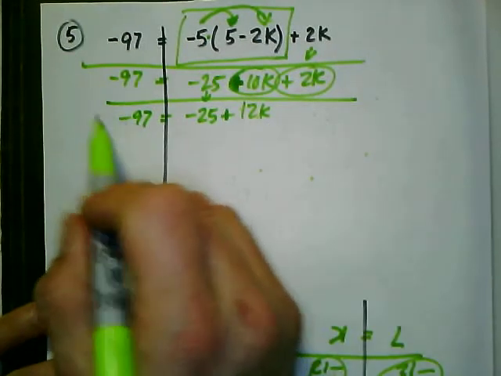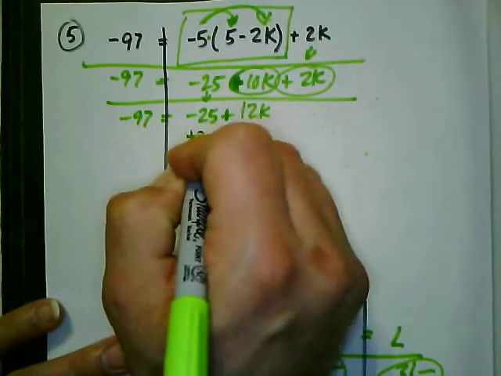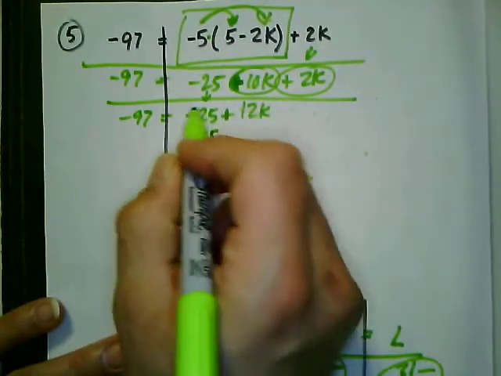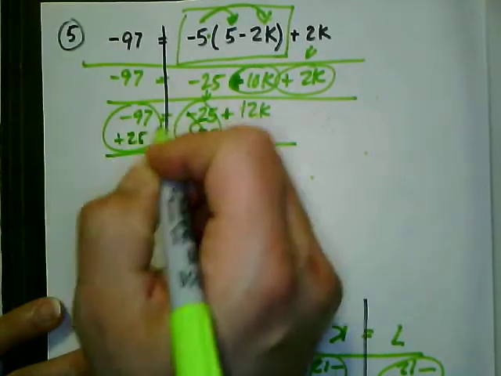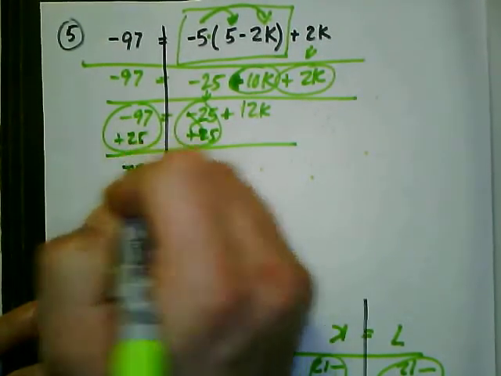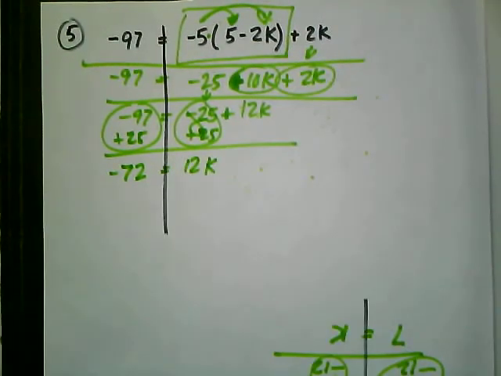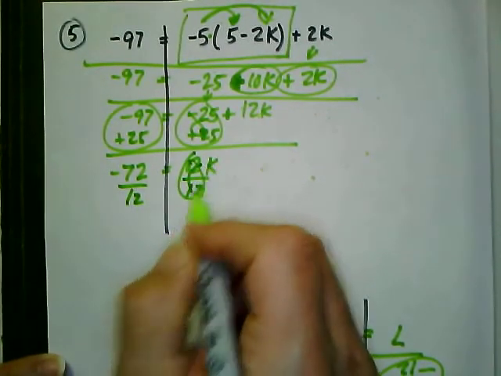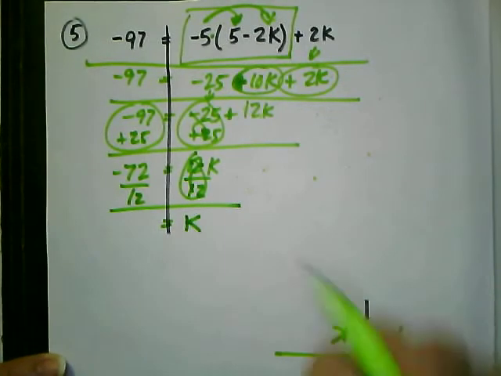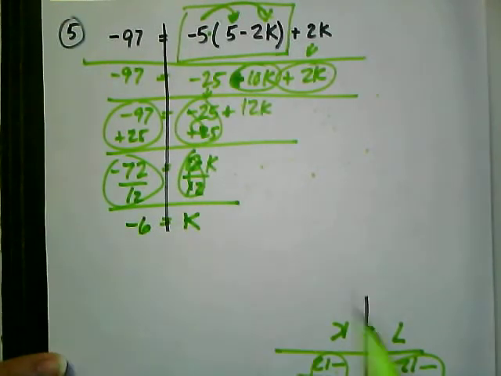Well, no extra variable over here. So we're just going to go ahead and find that one that's not attached to the k, and that's that -25. So we're going to say, since -25, we'll say plus 25. Let's see, we got 2 there, 72, -72, and 12k. So we're going to go ahead and divide by 12. 12 divided by 12 is 1, or k. Just 1k is k. And -72 divided by 12 is -6.